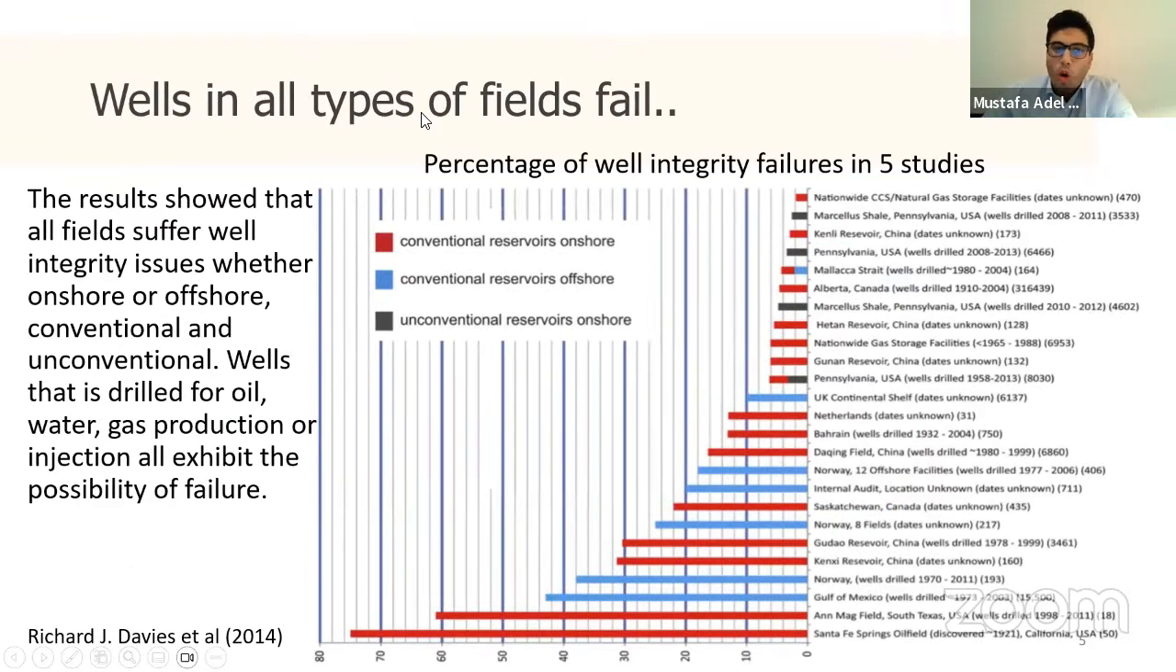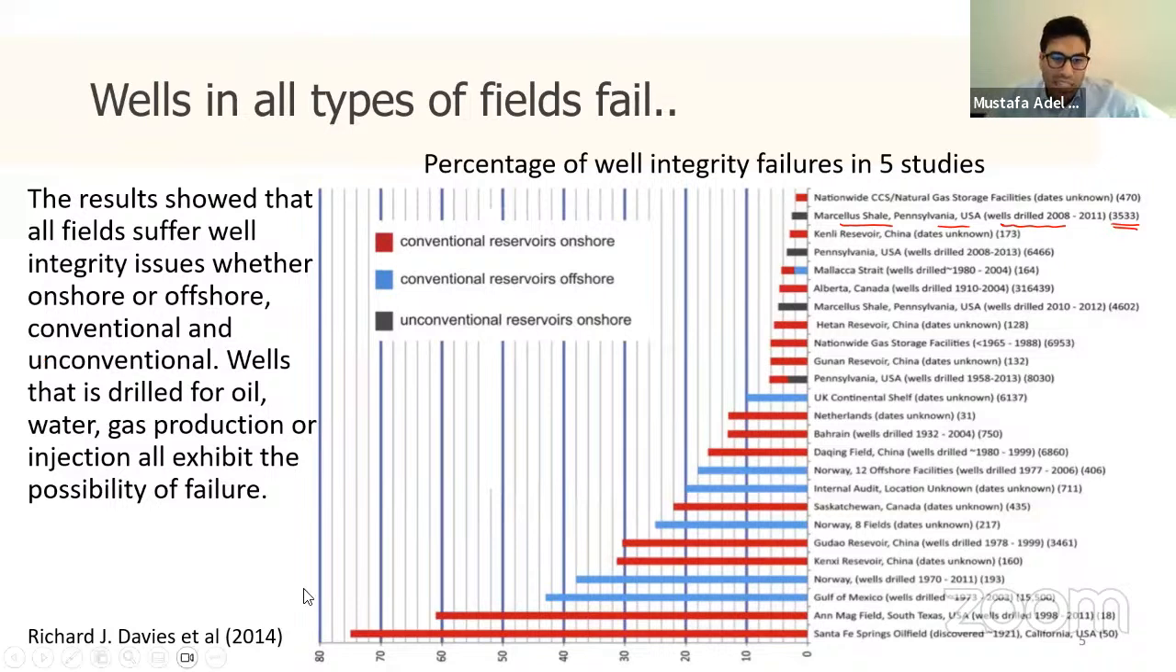Do specific wells fail or do all wells fail? Here, a study by David Zretcher in 2014 investigated many fields in Florida, in the US, in Canada, in Norway, in Bahrain, in the Netherlands, in Pennsylvania, in the Marcellus Shale in the US, and so on. He recorded the number of wells investigated. You see here, for example, Marcellus Shale in Pennsylvania in the US, the wells drilled from 2008 to 2011, 3,533 wells were studied.